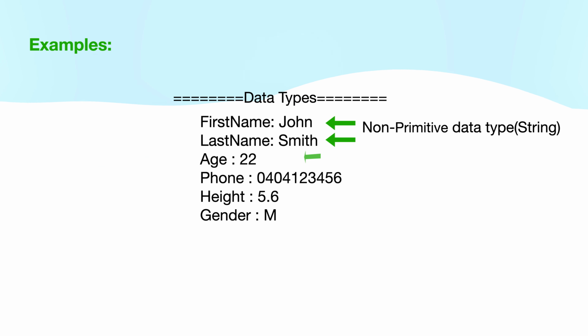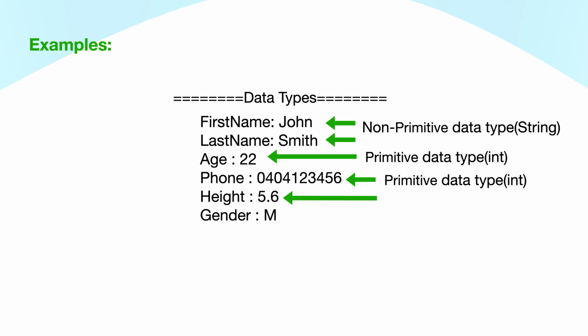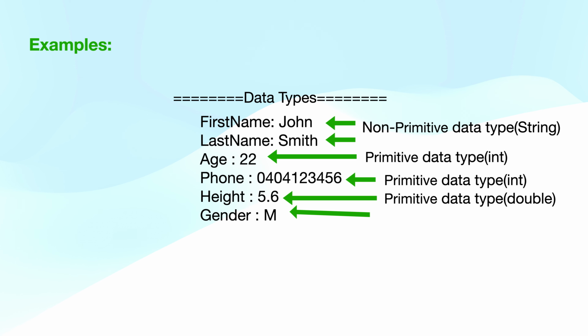Age is a primitive data type because it is an integer. Phone number is a primitive data type as well, as in int. Height is a primitive data type because it's a double, as it has a decimal value. And gender is a primitive data type because M is a character.